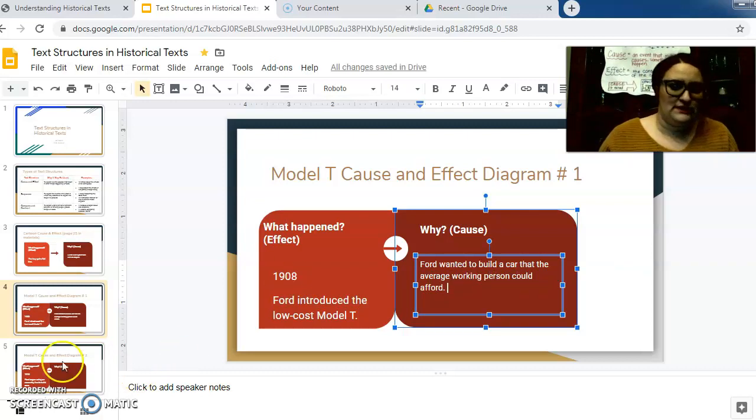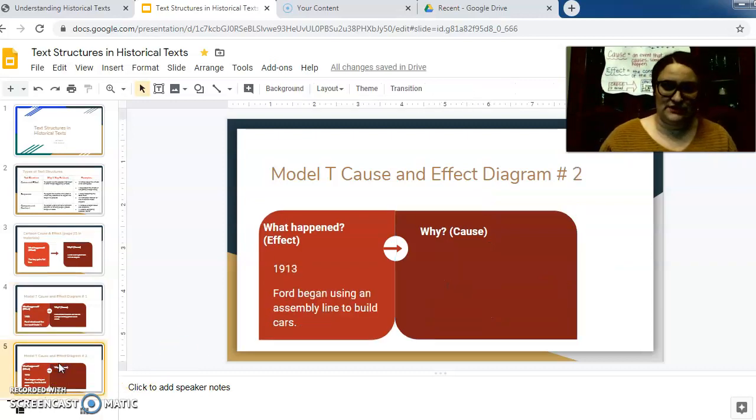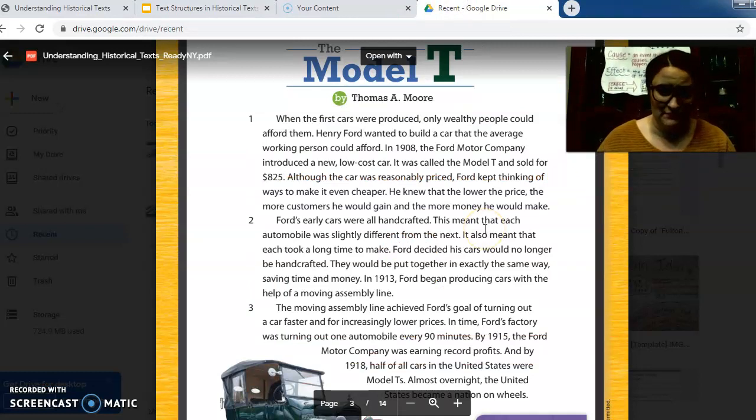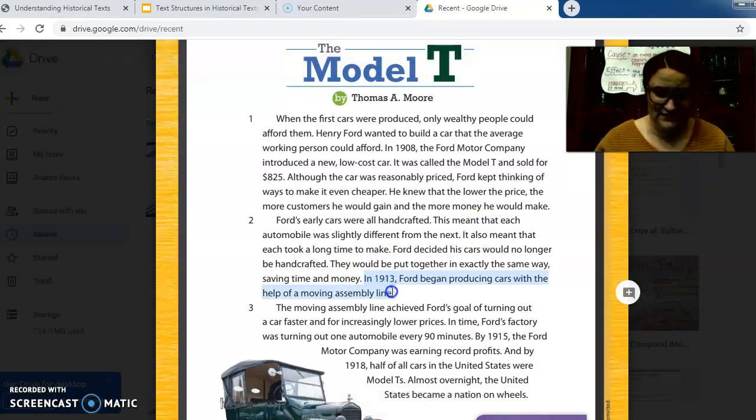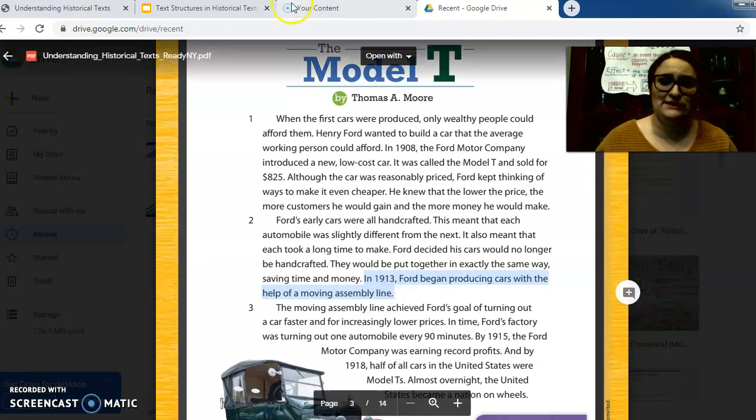Alright, cool. So my next effect, what happened, says in 1913, Ford began using an assembly line to build cars. So again, I'm going to look back for where it mentions 1913. So I see right here, it says in 1913, Ford began producing cars with the help of a moving assembly line. So again, I know that this was listed as the effect on my chart. So I know that my cause always leads to this. So my cause would probably come before. So I'm going to read the sentence before.